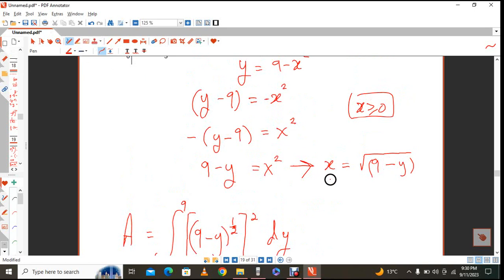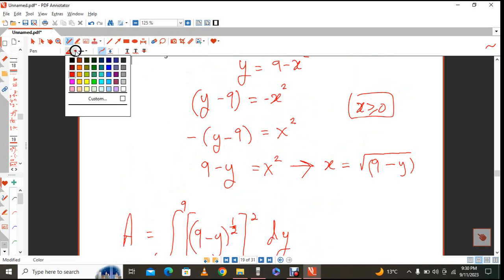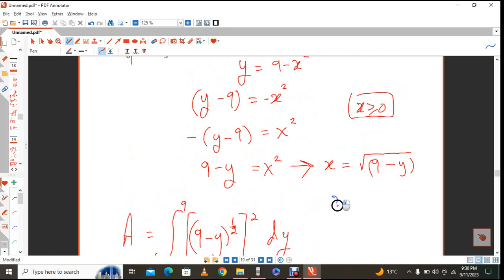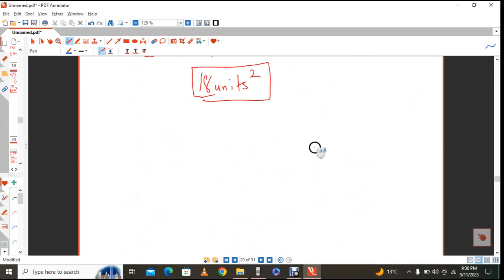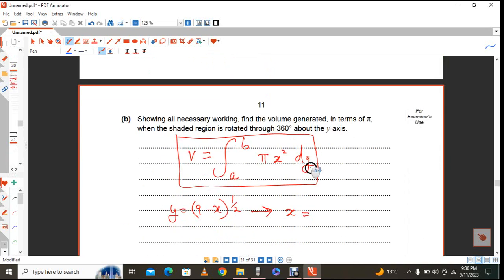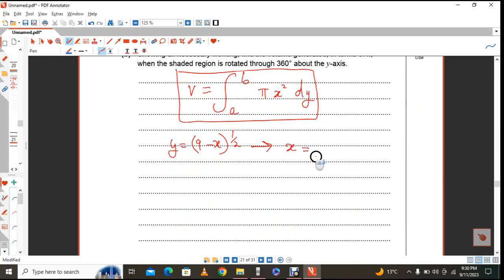So I'm just going to say, okay, this is the same as x equals 9 minus y, all raised to the power of a half. So this is definitely what I'm going to carry over into that integral. I'm going to come over here because it has to be with respect to y. So it was 9 minus y all raised to the power of a half.